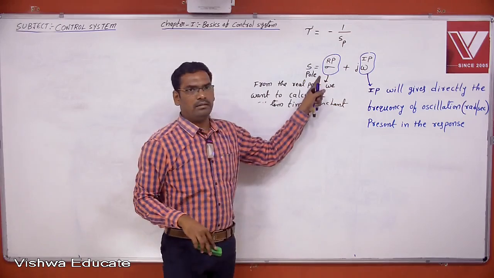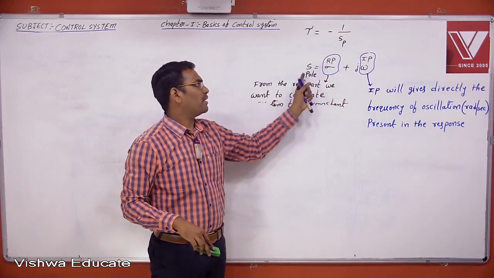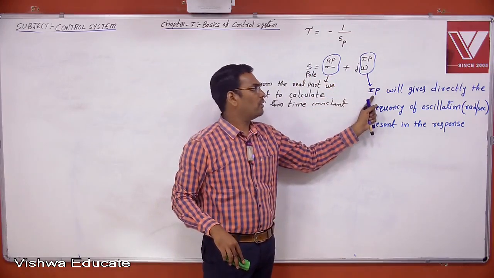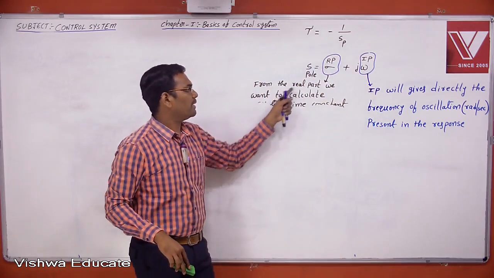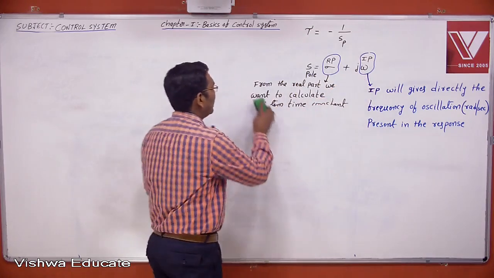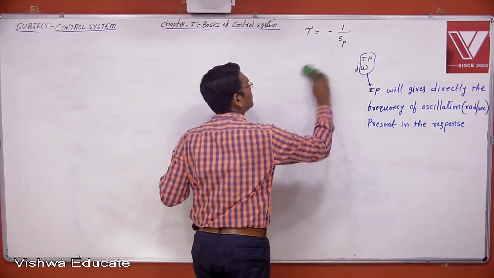So just remember this: what is the real part of the pole giving? What will the imaginary part of the pole give? From the real part of the pole we want to calculate the time constant. From the imaginary part of the pole we will directly use the frequency of oscillation.